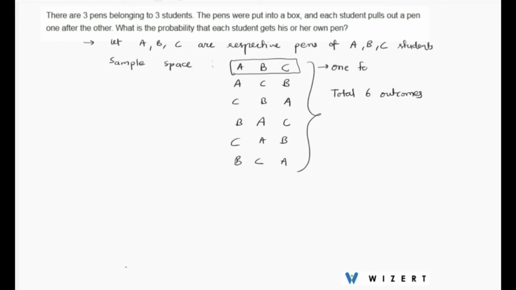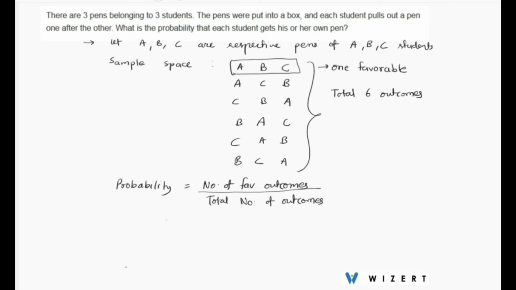One favorable. And we know probability is equal to number of favorable outcomes divided by total number of outcomes. So in this case we have 1 divided by 6. This is the answer.